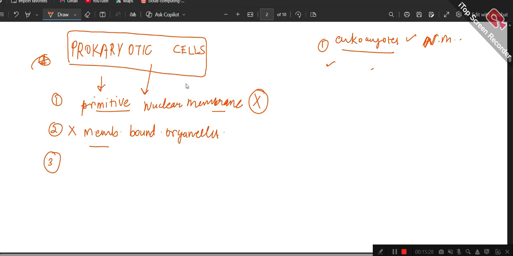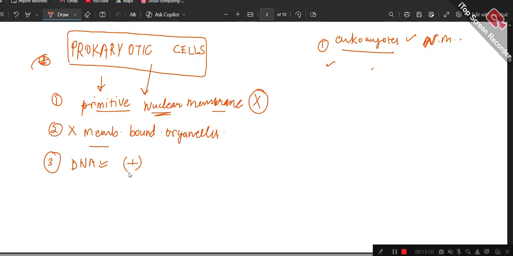The third difference is that they have a genetic DNA part, but it is not enveloped by a membrane, as we have seen. So there is not going to be a well-defined nucleus, but rather a DNA which is lying in the cell.